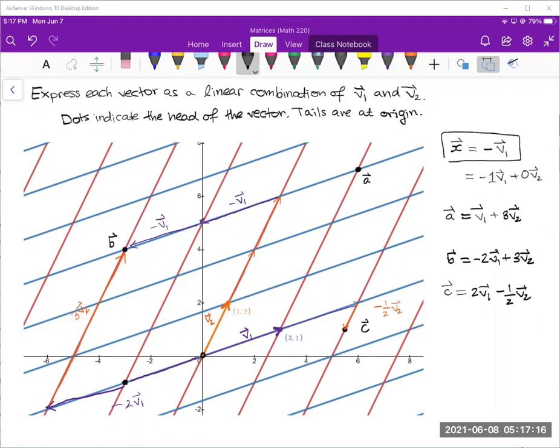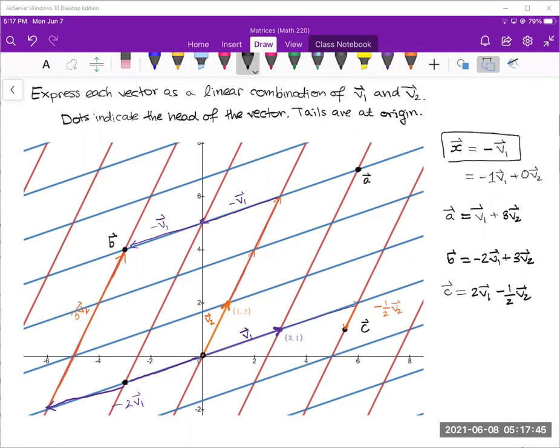And there you have it. We have expressions for these vectors x, a, b, and c as linear combinations of the vectors v1 and v2. With this vector c, we see that we can express vectors that are not on these grid points in terms of v1 and v2.